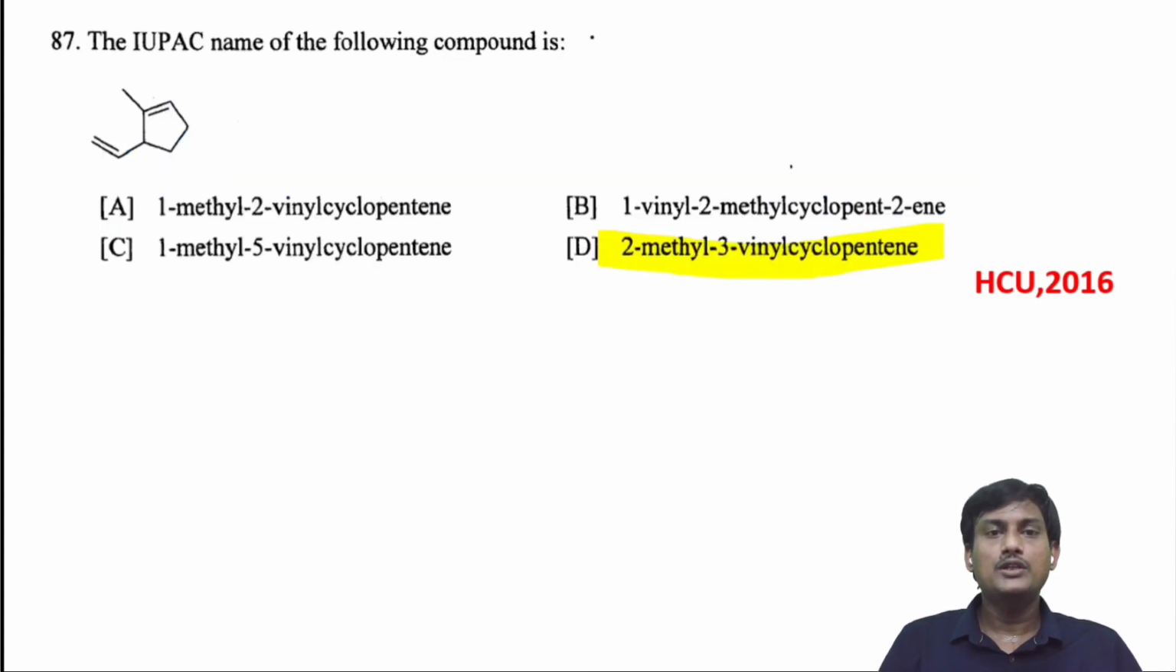The IUPAC name of the following compound is. In this molecule, we have to give numbering in the ring, and in this ring the double bond should get the least number, and the substituents should get the sum of least numbers. So this is 1, this is 2, this is 3. At the second position we have a methyl group. At the third position we have a vinyl group. So the name will be 2-methyl 3-vinyl. The ring contains 5 carbons, cyclopentane, and at the first position you have the double bond. It's a cyclopentene. So this is the correct option.